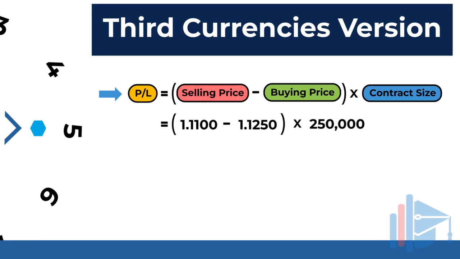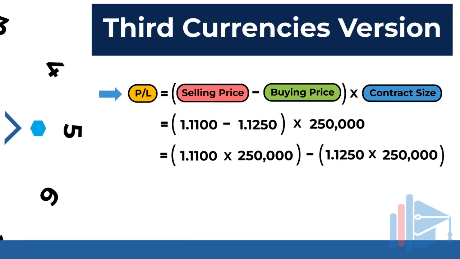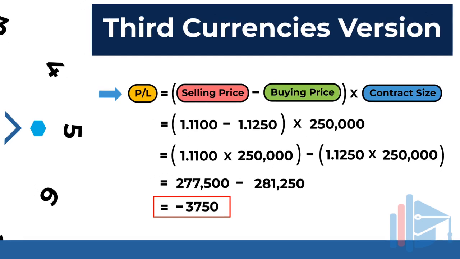This implies 1.1100 minus 1.1250 times 250,000. By simplifying, it is equal to 1.1100 times 250,000 minus 1.1250 times 250,000. Thus, 277,500 minus 281,250, which is equal to negative 3,750. So, in this example, we have a loss of 3,750 Swiss francs.